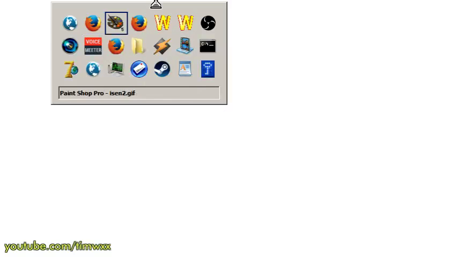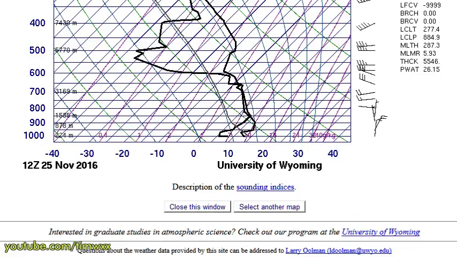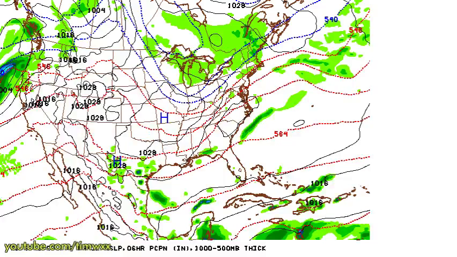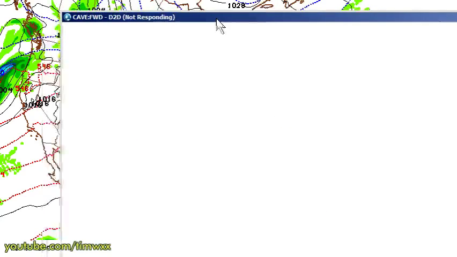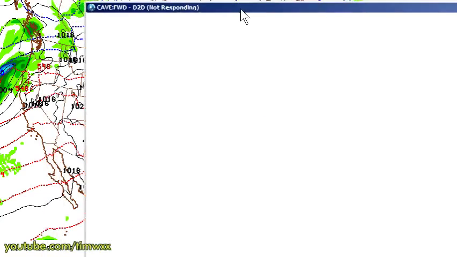So I've gotten pretty far off track. Let's go back to our surface chart. Okay, I was trying to bring up the radar right here. I'm using AWIPS, and AWIPS has crashed on me, which is not surprising. It's written in Java, and it's a very unwieldy program, but it's great when it works.